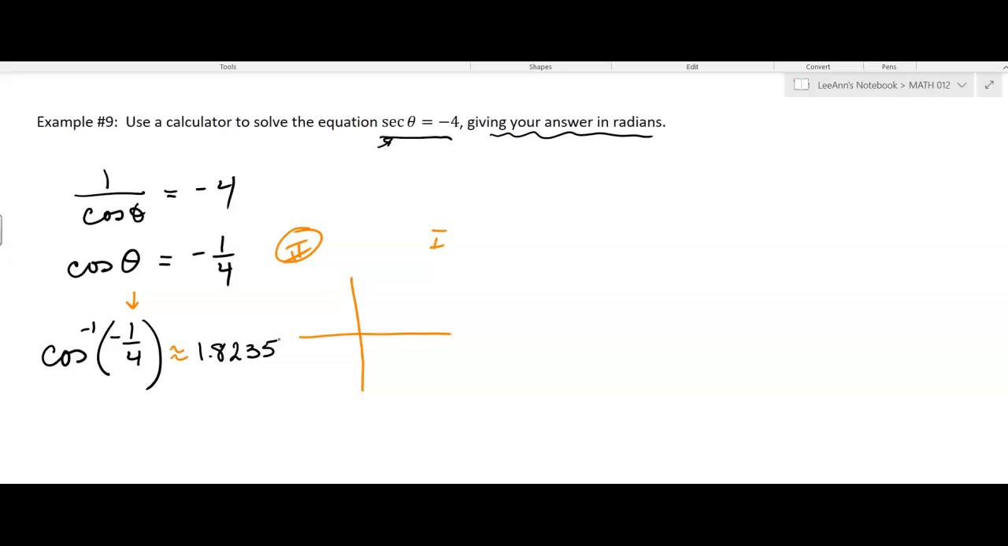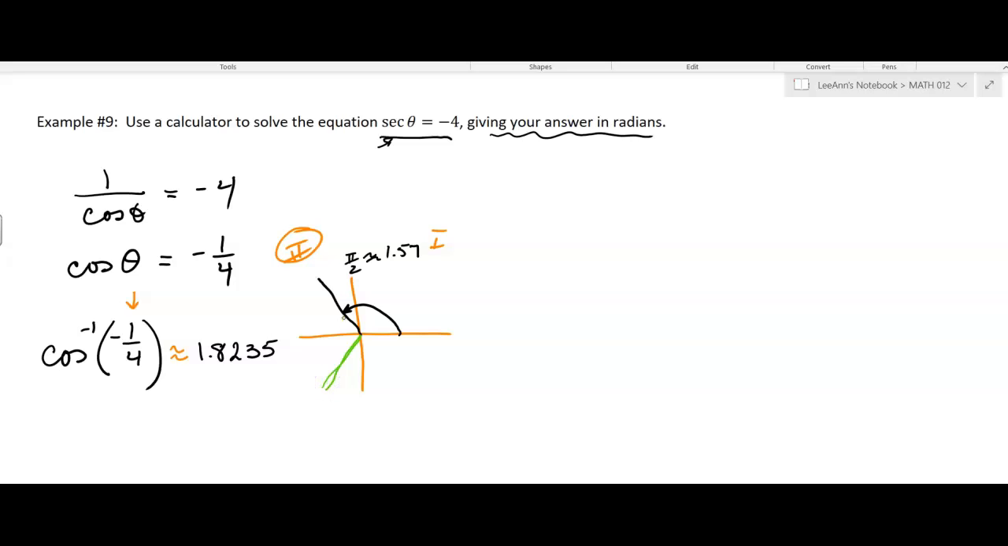Now where is 1.8? If you remember, pi over 2 was approximately 1.57. So it's over here in the second quadrant, which is what we were expecting. Okay. So there's our angle. We know that one. Great. The problem is, though, there's another angle that has a negative cosine. So where is that? Well, it's over here in the third quadrant.